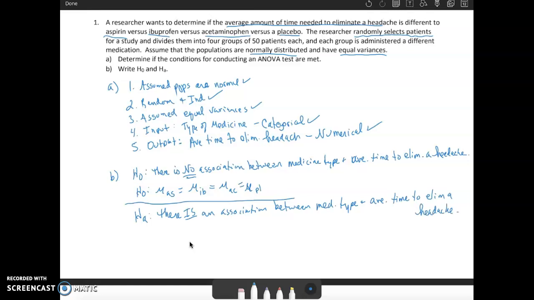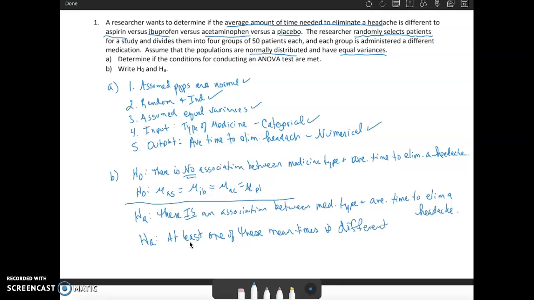Okay, yeah, those get a little wordy, but we could say that. And the other version of the alternate is to simply say at least one of these, and I'm going to be a little bit more specific. I'm going to say mean times is different. They don't all have to be different.